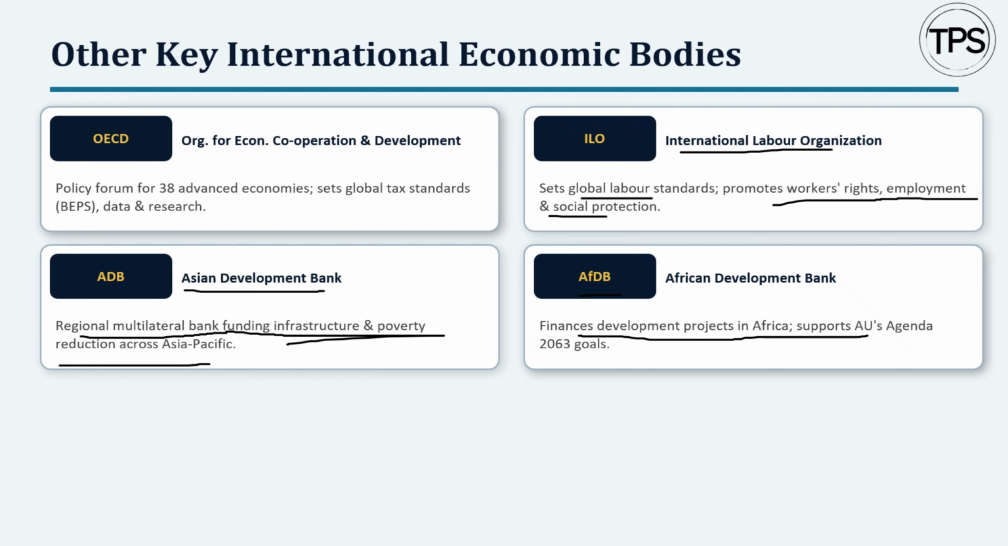What does AU Agenda mean? AU Agenda is the African Union Agenda 2063, the long-term development blueprint of the African Union. It was adopted in 2013, and the main goals are inclusive economic growth, sustainable development, good governance and democracy, peace and security, regional integration, and most important, improving education, health, and living standards.